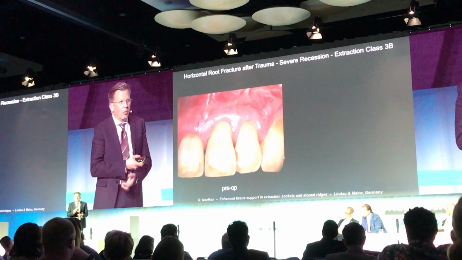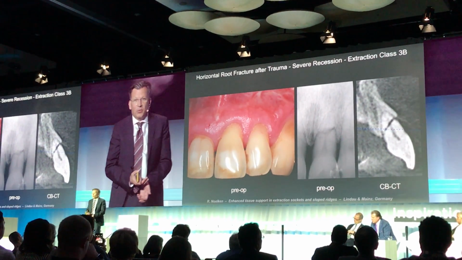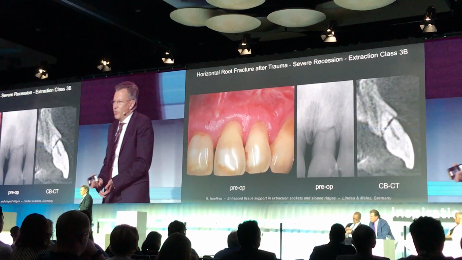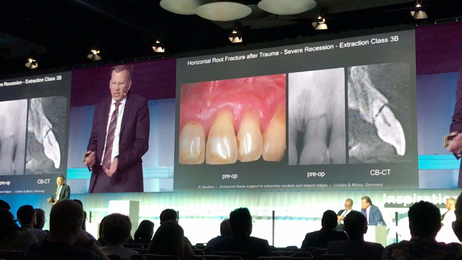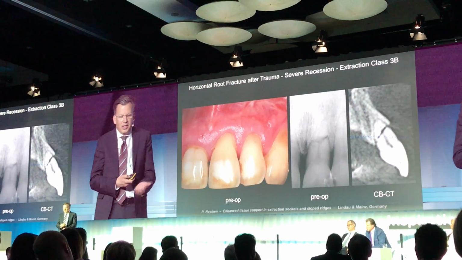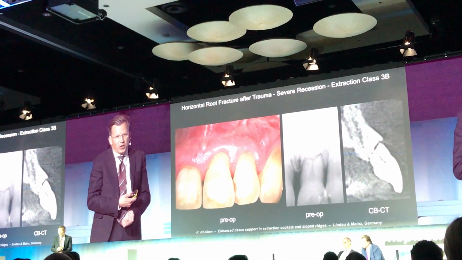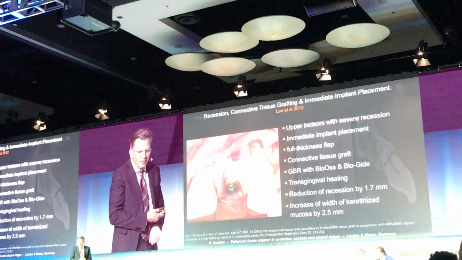So, what can we do? Those were all recessions between 1 and 3 millimeters. But what can we do with recession between 3 and 6 millimeters? Is there still a possibility of immediate implant placement? In this case, we have 5 millimeters of recession, a horizontal root crack, and partial loss of the facial bony wall.